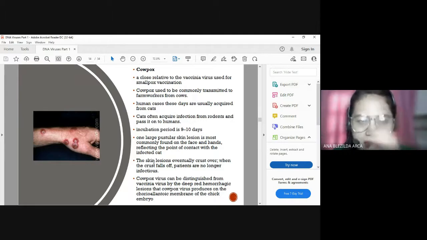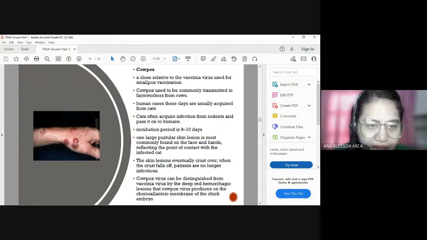So, anong characteristic niya? They have one large pustular skin lesion like this one. Napakalaki ng kanyang mga lesions. One large pustular lesion is most commonly found on the face and hands, infecting the point of contact with the infected cat. So, kung ano daw yung pinanghawak mong kamay, yun, makikita ang mga lesions. So, just like other pox infections, dapat magkaroon ka ng scab formation, di ba? Meron kang crust formation dyan, like this one. And then, kapag nag-fall off na yung crust, the patients are no longer infectious.